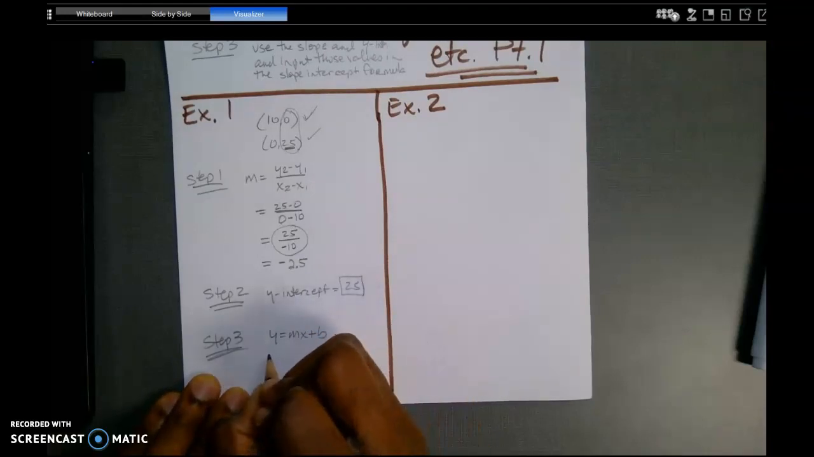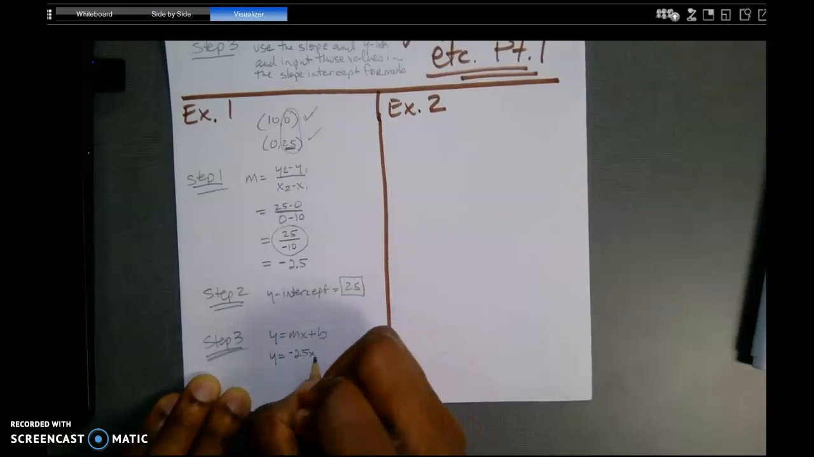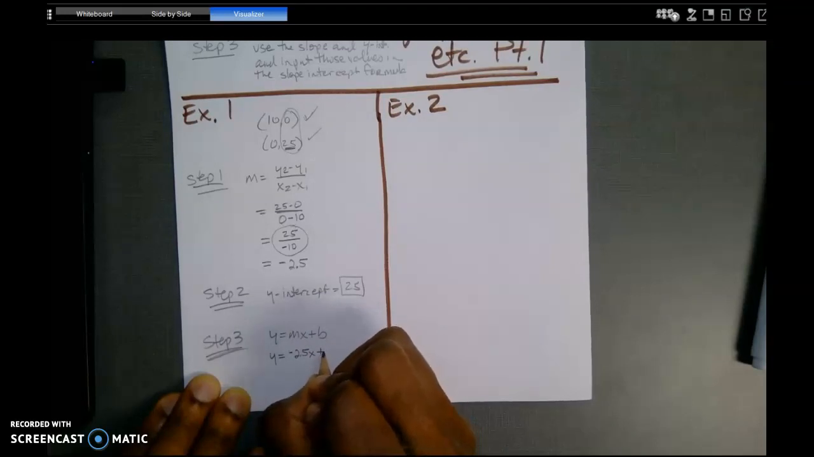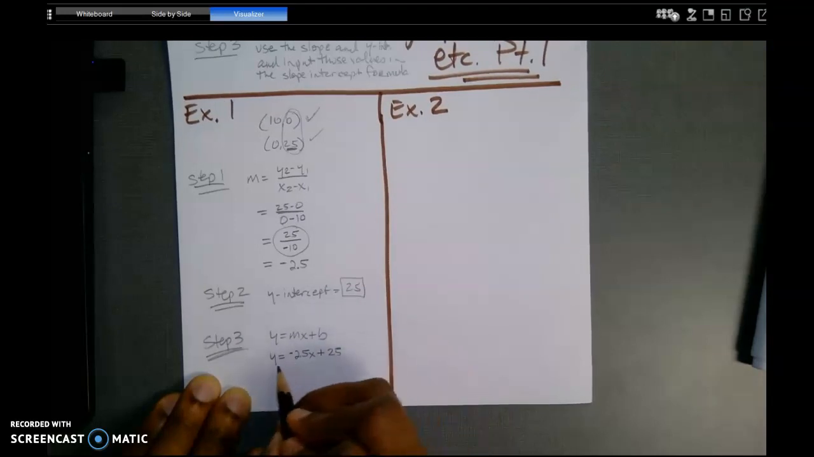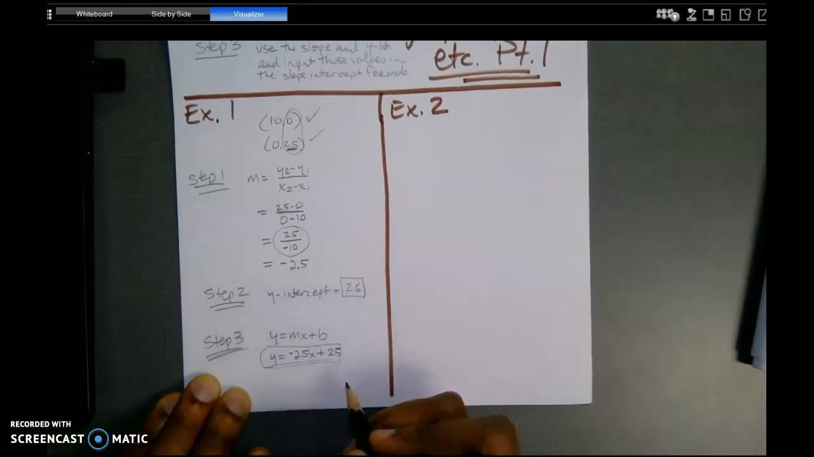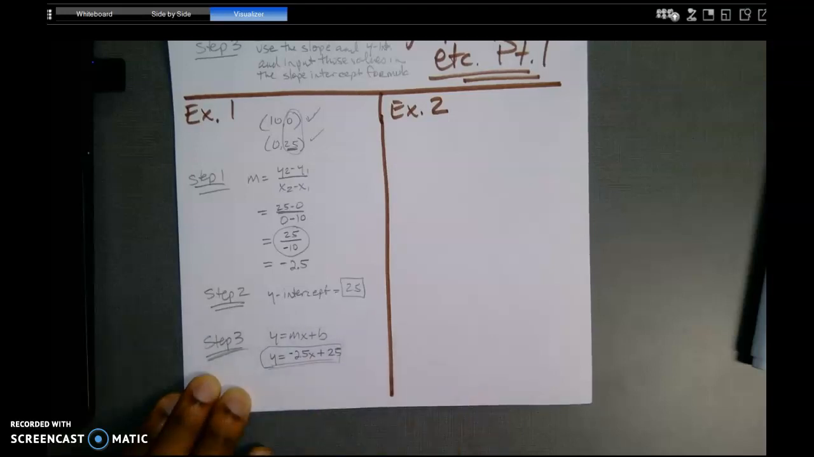So now I am going to put all of these things together. I have my y value. I have my slope, which is negative 2.5. I'm going to multiply that by x. It's going to give me this number. I'm going to put in my y-intercept. This is the formula for that particular line that we saw.